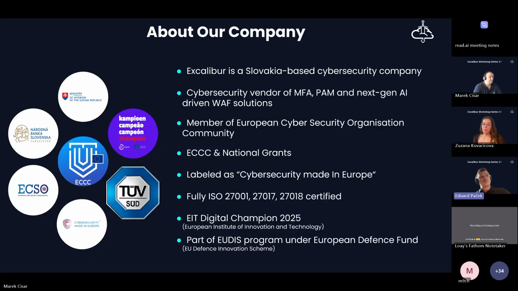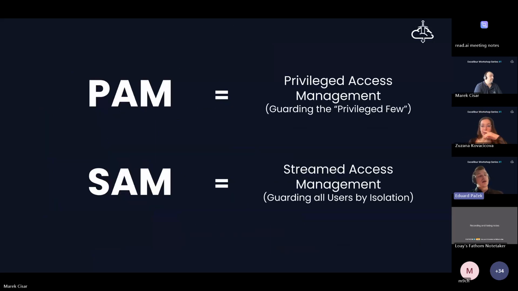All right, Marek, can you jump to the next slide, please? And yes, we are talking about Excalibur SAM. So why is it called SAM? Why not PAM? What does that mean? Basically, the standard model for privileged access management is talking about the privileges or the privileged users. Those are admins or anybody who has extensive permissions within your system. This is how it's made in the standard model.